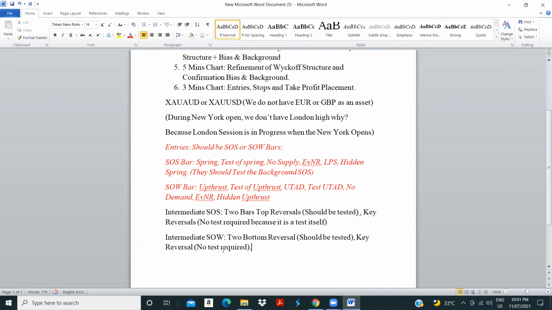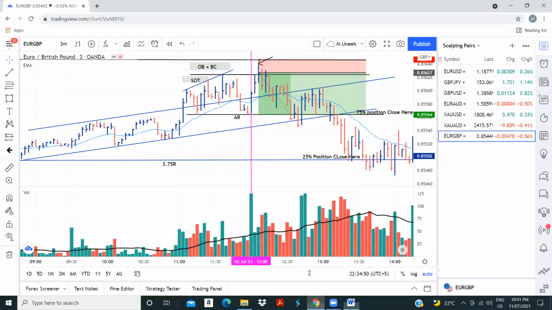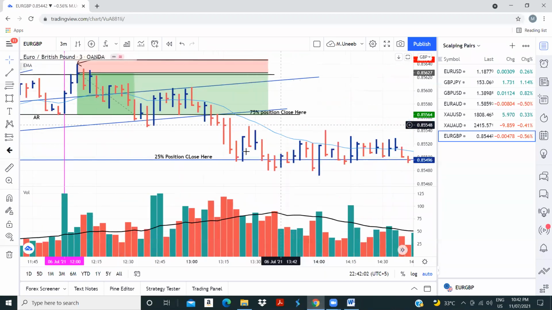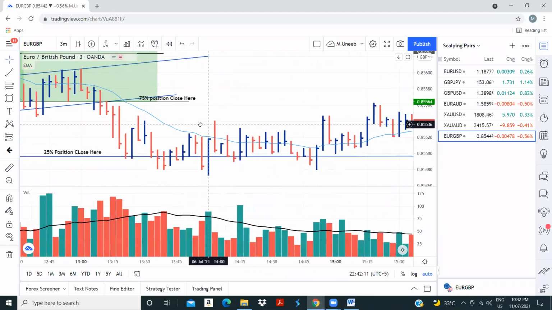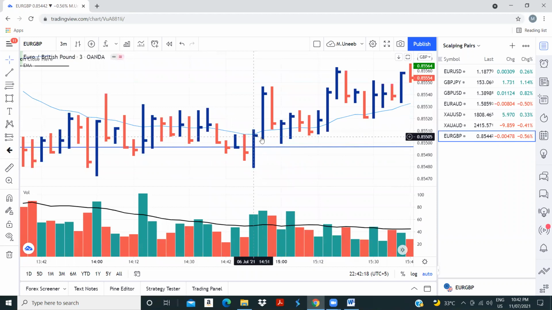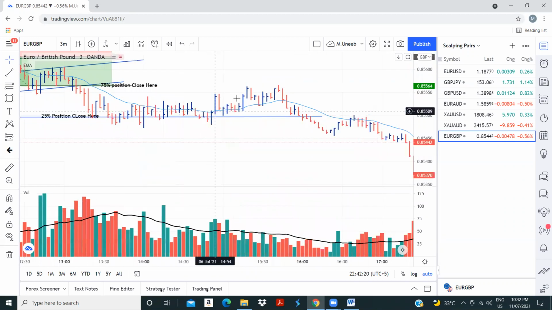Fully understand the idea. That's good. For example, let me show the 2-bar top reversal. If I look here, this one over here is a 2-bar bottom reversal, and testing was carried out right over here. Now let's see. That's a key reversal right over here. Key reversal, no test required. And after this, you see the market goes up.